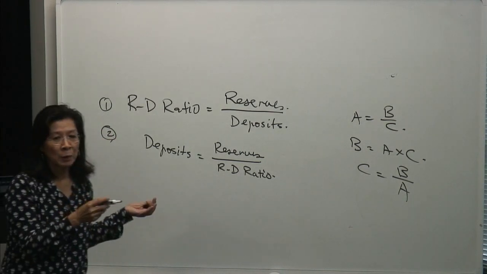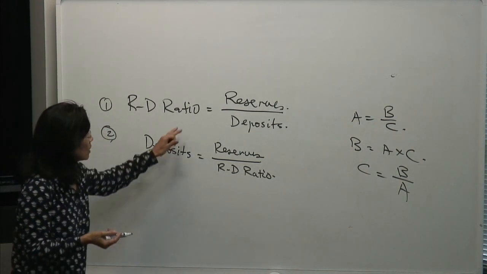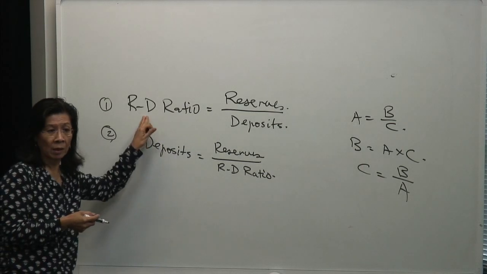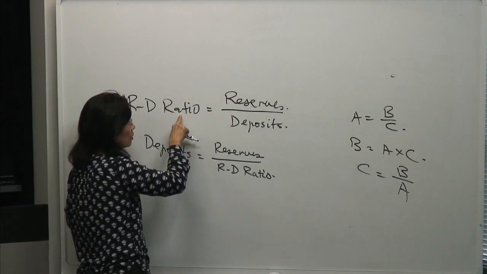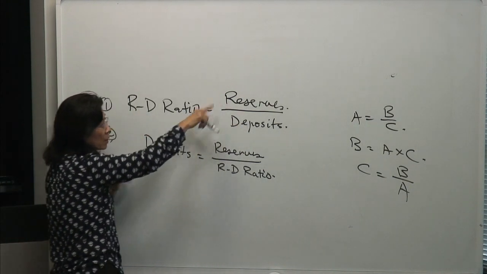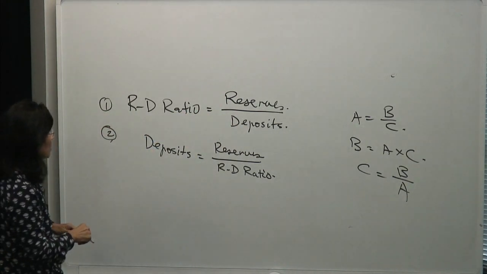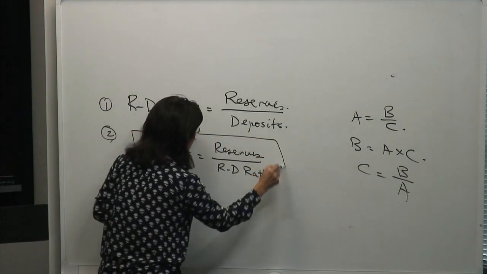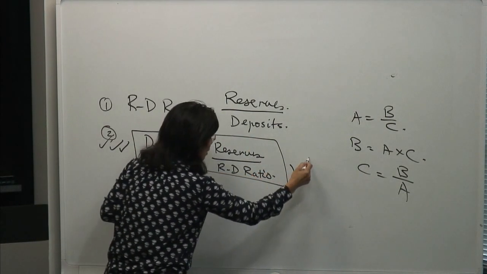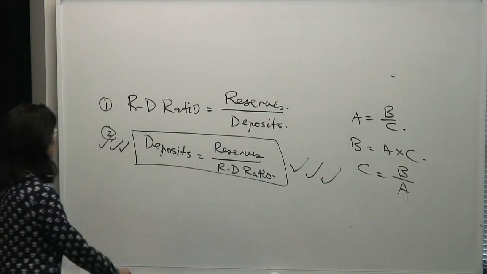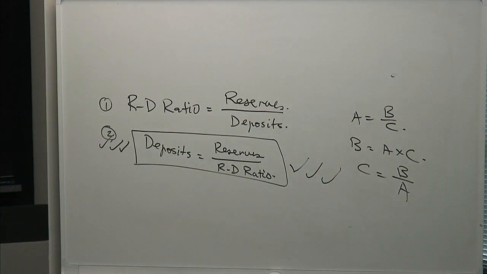Now, you would ask me which one to use. This one is easier for you to understand because it's the RD ratio, so the R goes on top and the D goes on the bottom, because this is the ratio of reserve to deposit. But typically, when we ask you to apply it in a problem, we are using this one. So I would say stick to this one.